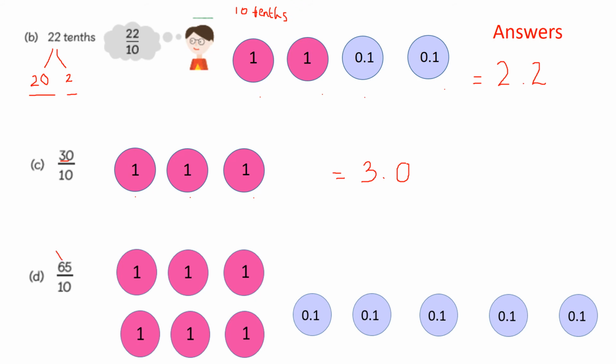Now, last but not least, question D, we've got 65 tenths. We can partition that to 60 and then 5. We then know, because 10 tenths equals one of the ones counters, that you're going to require 6 of the ones counters and then 5 of the tenths counters. How am I going to write that as a decimal number? Well, we can see we've got 6 wholes, as in whole one counters, and then we've got 5 of the tenths counters. So that last number would be 6.5. Hopefully you found that quite straightforward.